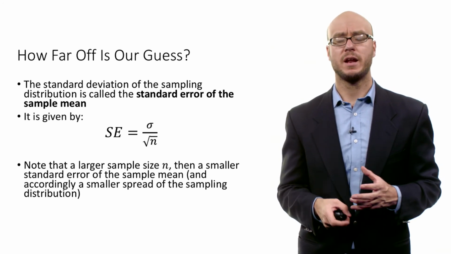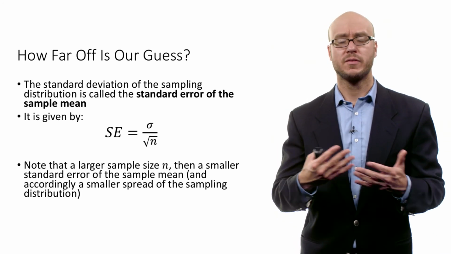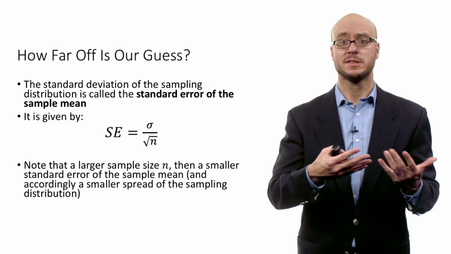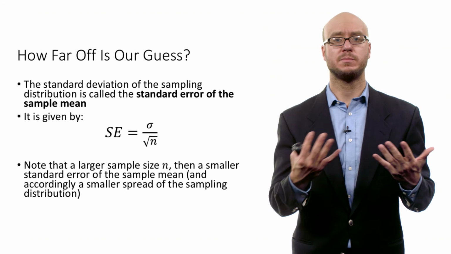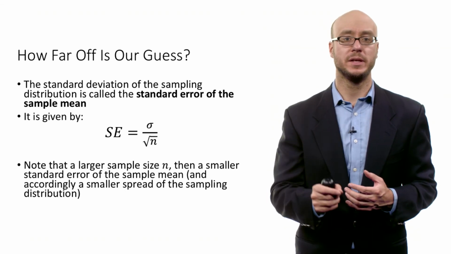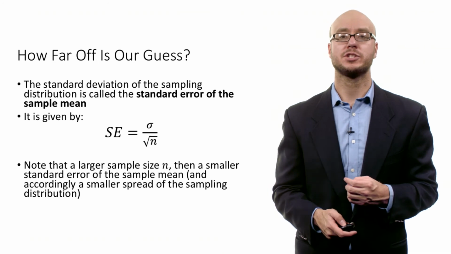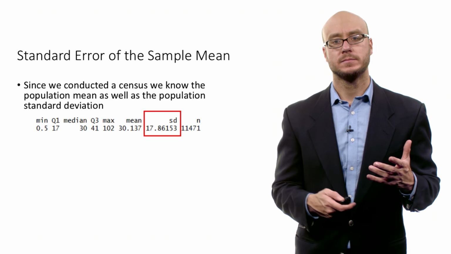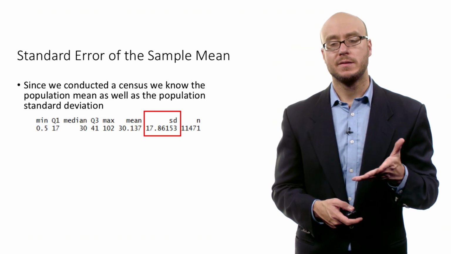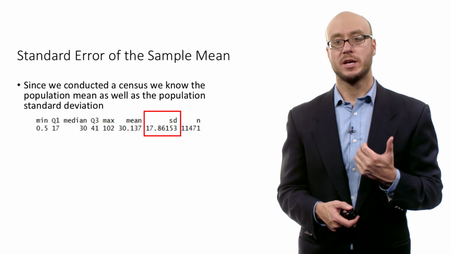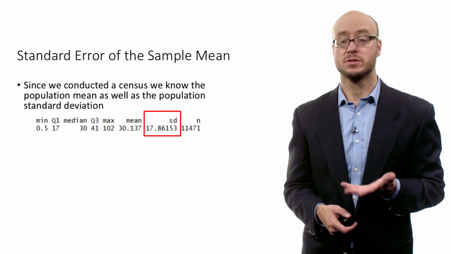We call it the standard error because you can think of the standard deviation of the sampling distribution as an error. It's how far off we expect to be on average in terms of a sample mean and the population mean. The standard error of the sample mean, the important point about it is that we can actually calculate it in our instance because we know the population standard deviation for our variable.